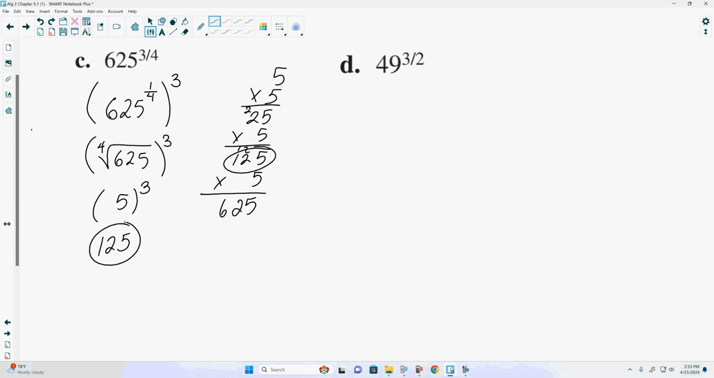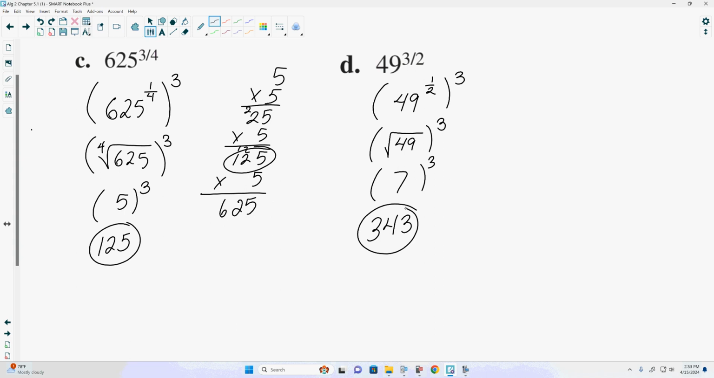We're going to do one more. 49 to the 3/2. Well, we could say that this is the same as 49 to the 1/2 to the 3rd. Well, the 1/2 is the same as the square root. So we're wanting to take the square root of 49, which is 7. Now 7 to the 3rd is, and we actually did that earlier this hour. Questions on this here?